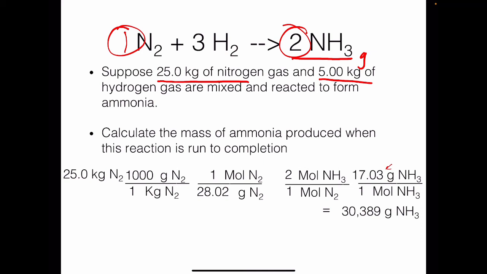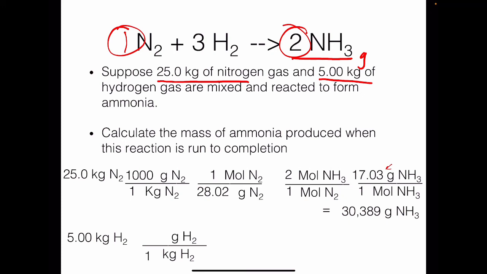So this is only half of it. We still need to take the other reactant to determine how much product is going to be formed from that reactant. And the other reactant is 5 kilograms of hydrogen. So again, we have to convert from kilograms to grams, grams to moles, and then once we're in moles, we can use the stoichiometric coefficients.